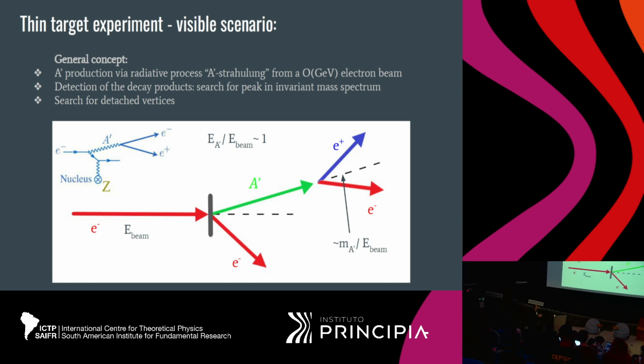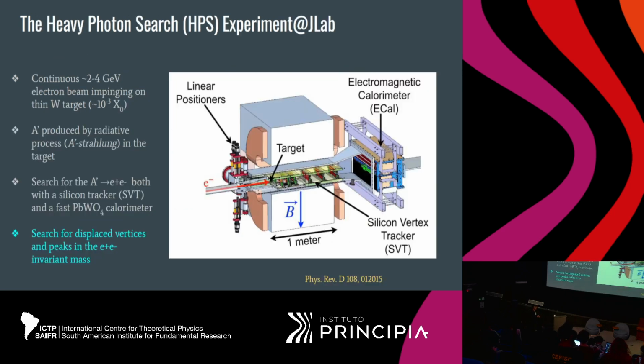So you end up with a dark photon which has almost all the energy of the beam, and then you can try to detect its decay products, both by searching in an invariant mass spectrum, as in the case of LHCb, but also by searching for a displaced vertex, as in LHCb, but now with a fixed target experiment. And this is the case of the first experiment we are going to talk about, which is HPS, which stands for the Heavy Photon Search experiment. Heavy photon is just another name that was given mainly in the past to the dark photon particle.